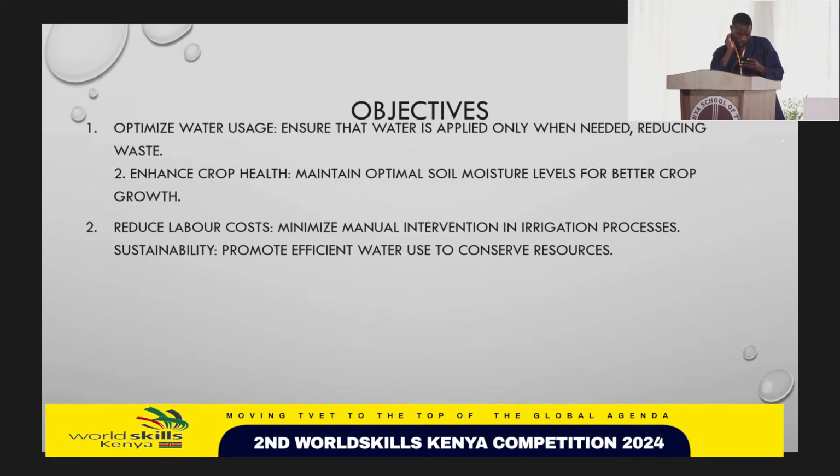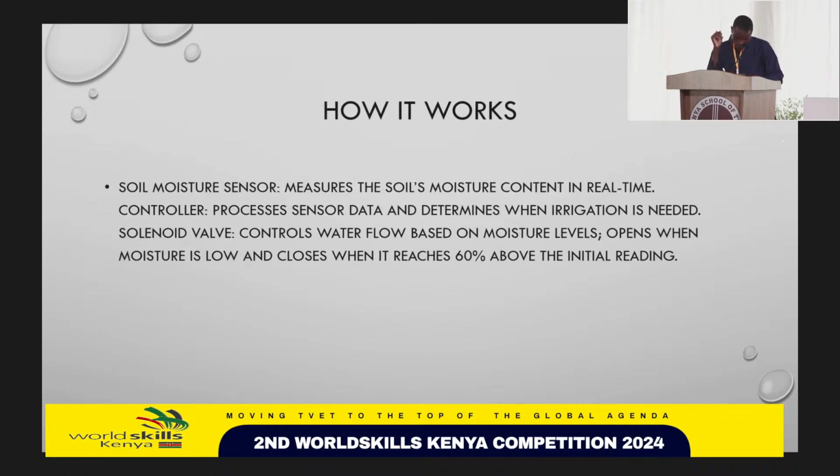We have the objectives. Optimized water usage, applied only when needed, reducing waste. This is where the water will only be delivered to plants when they need it, which is when the soil moisture goes down. Next slide. How it works.